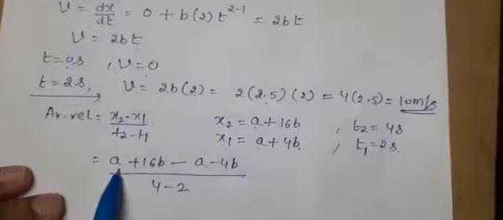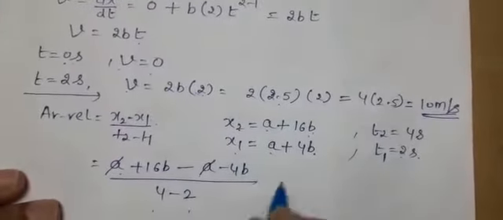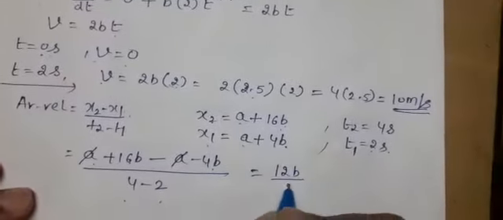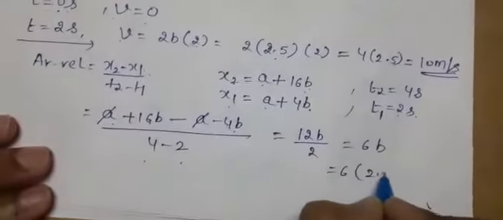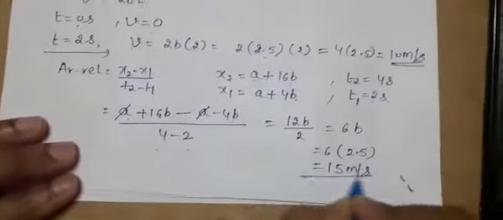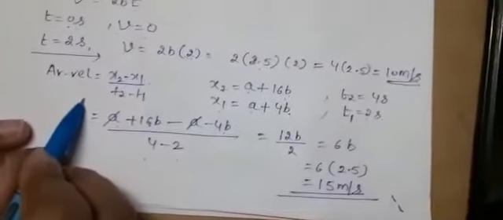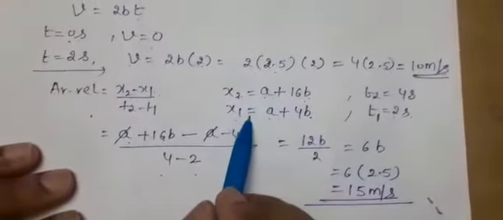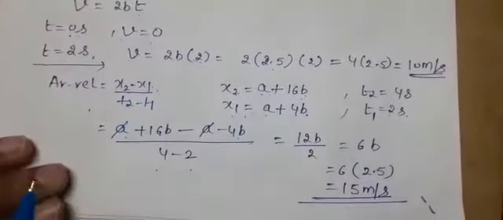We have substituted x2, x1, t2, t1. So you can see here, a is cancelled. Now what is left? 16b minus 4b. This is 12b upon 2, this is 6b. Now only b is required, that is 2.5, and it comes out to be 15 meter per second. So average velocity, this is the way when average velocity is asked. By this way you substitute the time and obtain the position at the different instants of time, and hence substitute the values here.